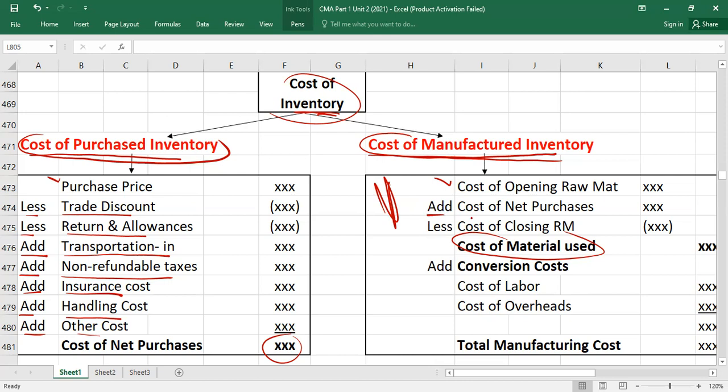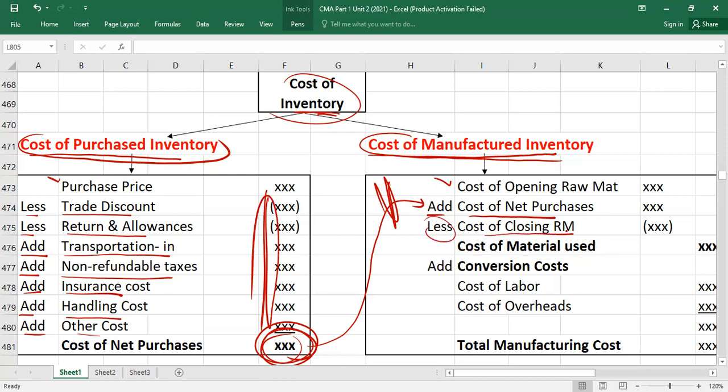You will add to that the cost of net purchases. I already told you how to get net purchases: from the purchase price till the handling cost, you will add. This is your net purchases, and you will add it here, because once you buy material, obviously you might incur all these costs. Clear? Then you have to deduct the cost of closing raw material. You don't need to calculate it, it will be given in the question. Once you deduct that value, this is called the cost of material used in the production, which we need.